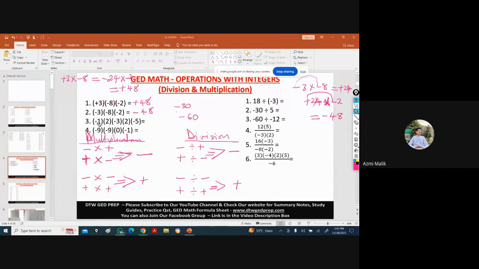This is negative 1 times 2. This is a positive 2. So negative 1 times a positive 2 is a negative 2, right? Now, positive 2 times a negative 3. That will give us a negative 6. Okay. Now, negative 6 times a positive 2. What would that give us? A negative 12.